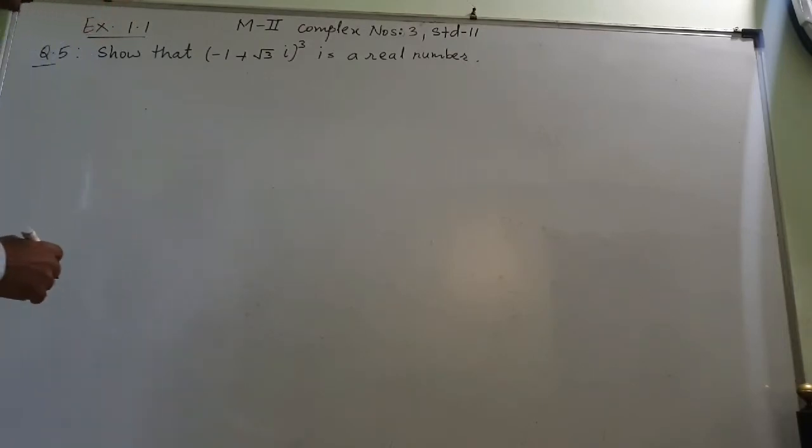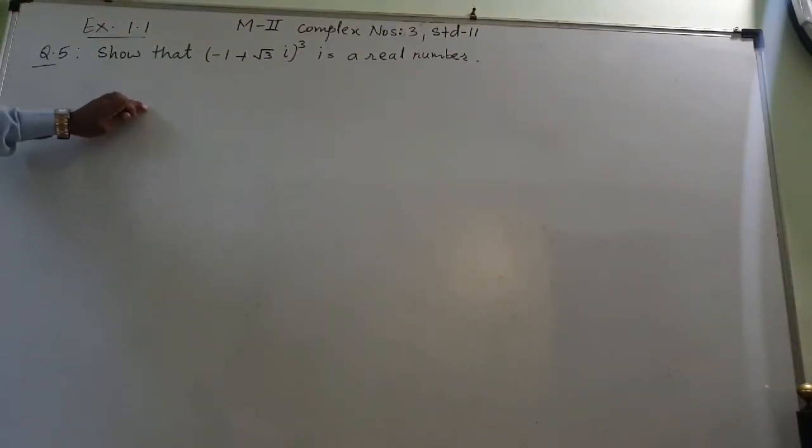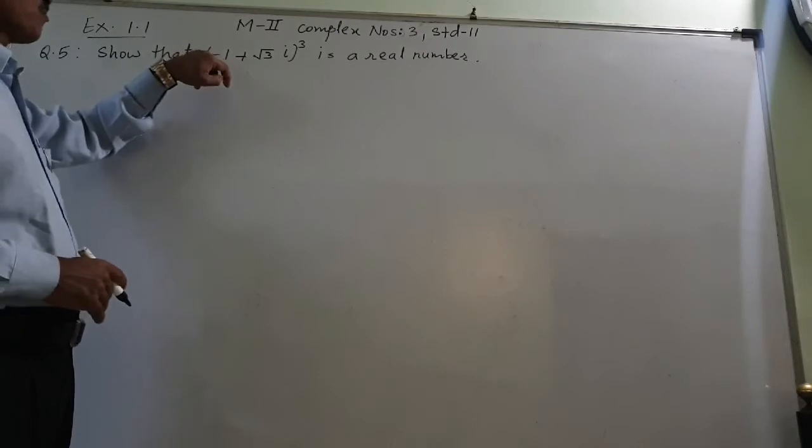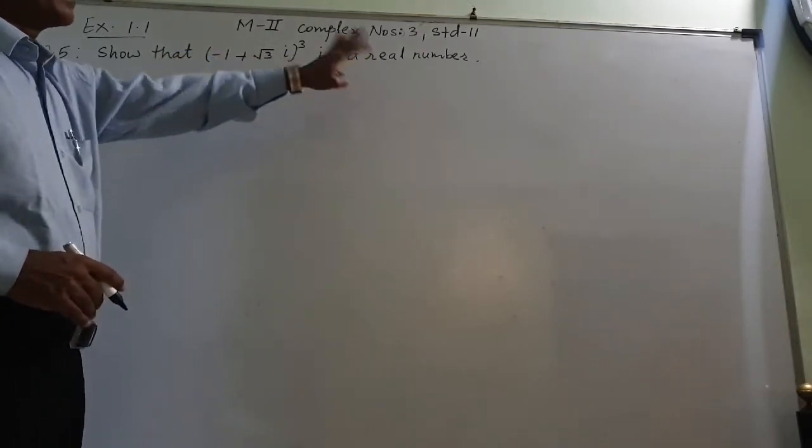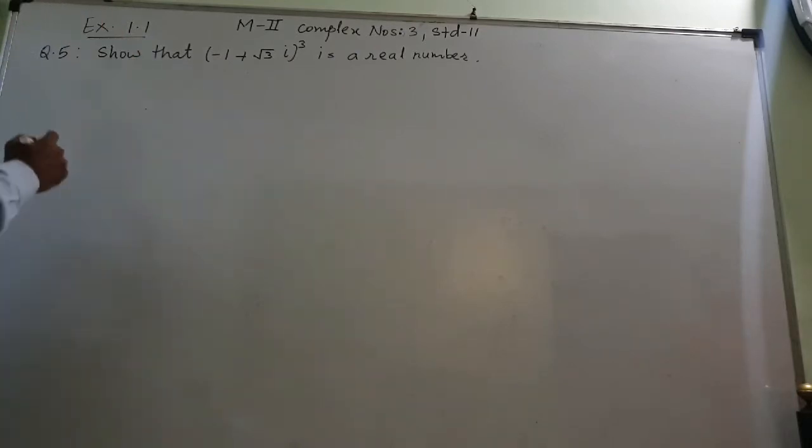We are in complex numbers, exercise 1.1. In the earlier videos, we have done up to question number 4. Now this is question number 5. Show that (-1 + √3i) cubed is a real number. That I have to show.